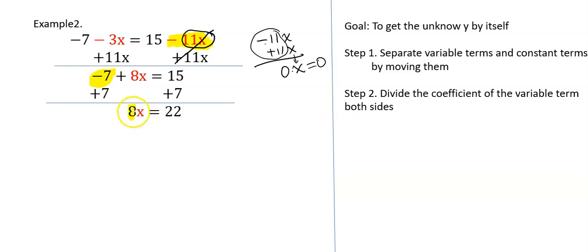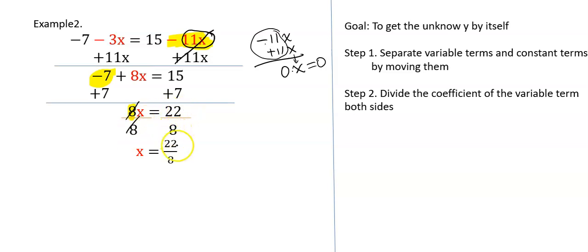So now we have 8x, and the only thing left to do is to get rid of this 8. And between 8 and x, the operation is multiplication. So we do the opposite of multiplication, which is division. So we divide both sides by 8. And again, 8 divided by 8, they cancel each other. Technically we get 1, but since anything times 1 is itself, we could just bring down x. We can just cross out 8 and 8.